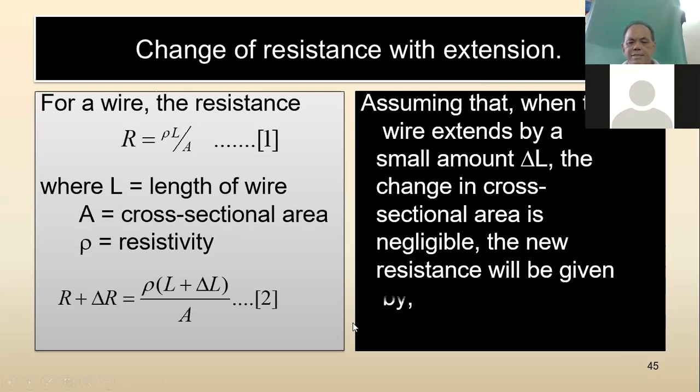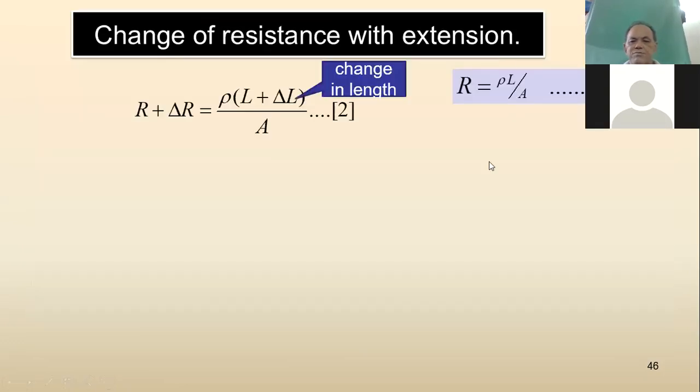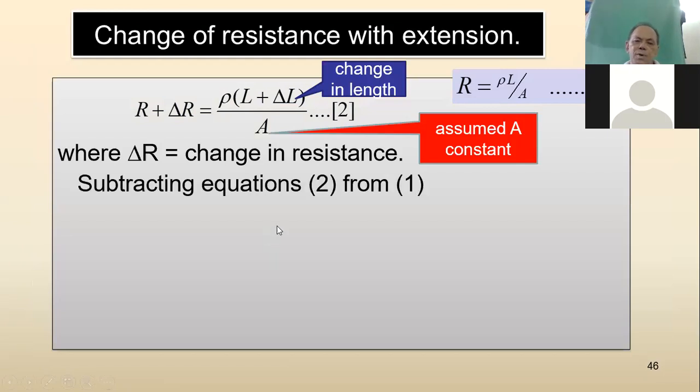Okay, let's do some subtraction. Delta R is a small change in resistance. Just rewrite the two formulas. There's a change in length, there's a small change in resistance. So we can subtract. Remember, we assume our A is constant. So subtracting 2 from 1, the R and R cancel. We still have delta R here. We have rho L over A subtract rho L over A, so that cancels, but we still have rho delta L over A.